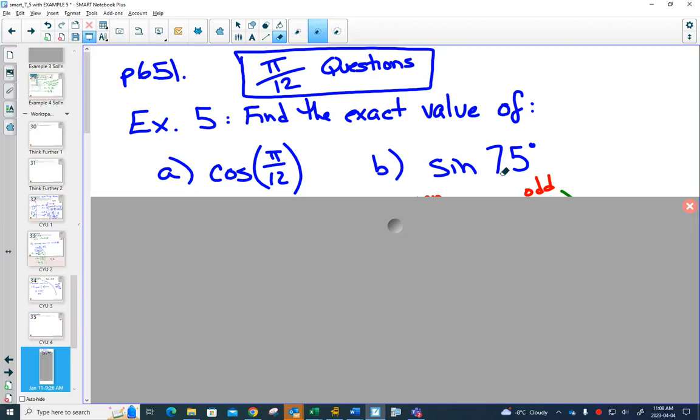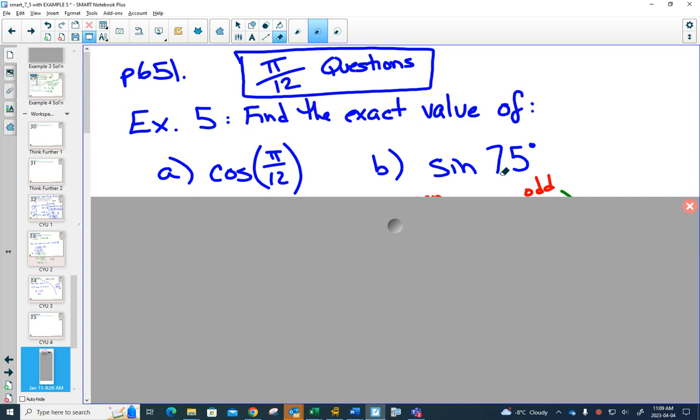Pi over 12 questions. I don't know if you noticed on your pie plate when you finished it, but the gap between 0 and 30 degrees is bigger than the gap between 30 and 45. And maybe you felt like, oh, it'd be kind of nice if they were all equal. Well, that's what we're going to do today. We are going to fill in the lines that we're missing and add the pi over 12 family.